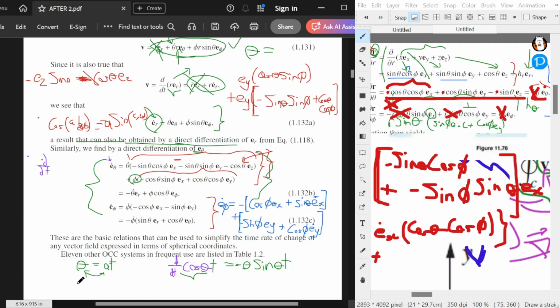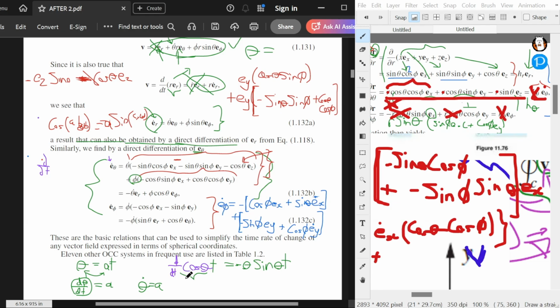Okay, let's just differentiate. d theta/dt. Is this fruitful? Equal A. Yeah, d theta/dt equal A. So this just means that theta dot equals A.